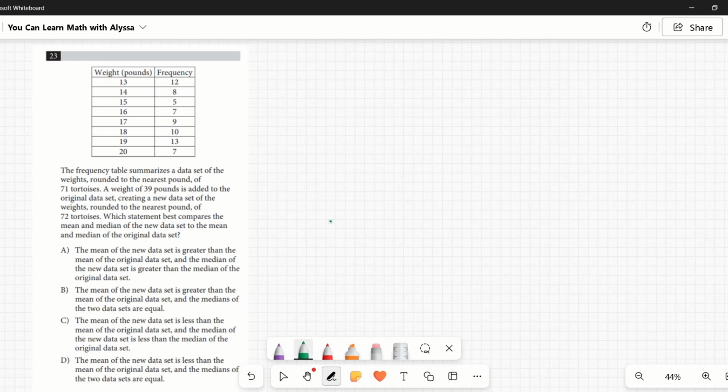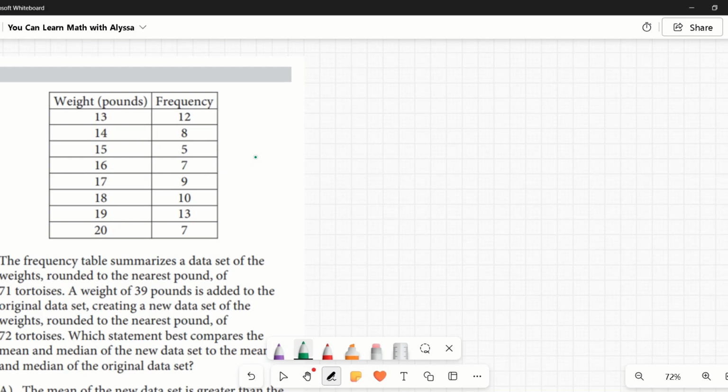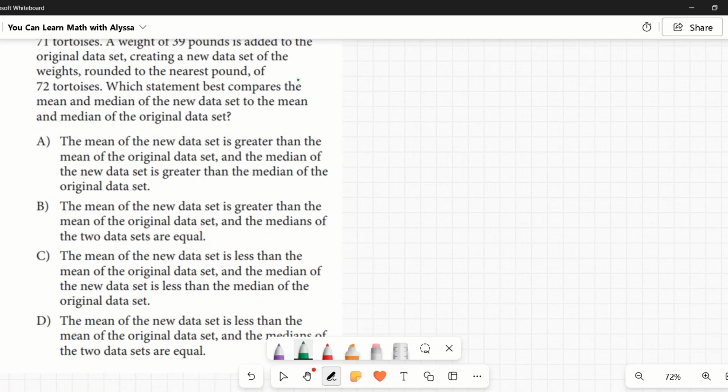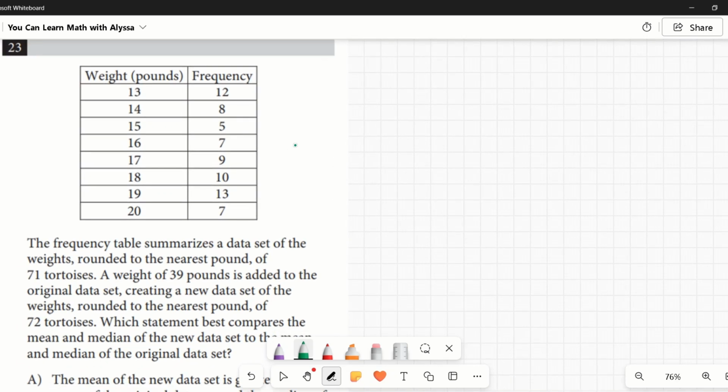So if we zoom in, and I'm going to cut off the answers because they really don't matter at the moment. They're just variations of the same thing, like the mean is greater, but the median is less, the median is less, but the mean is greater, that kind of thing. We don't need it yet. We just need this table. So this table is telling us that there were 12 tortoises that weighed 13 pounds each, 8 tortoises that weighed 14, 5 tortoises that weighed 15, etc.